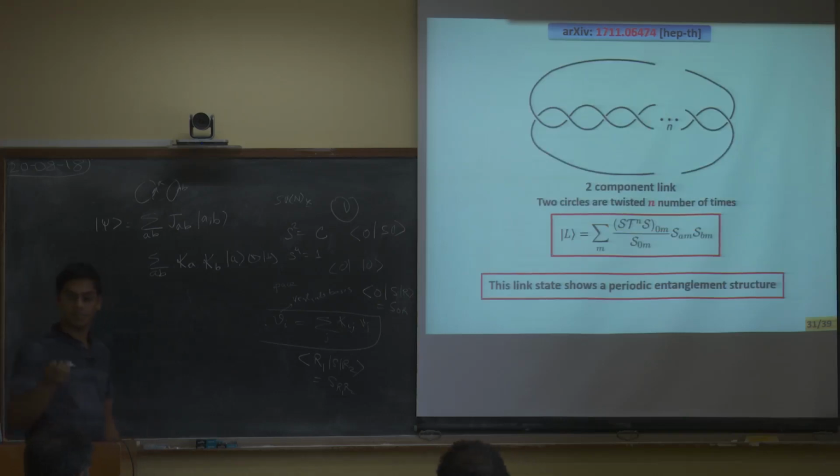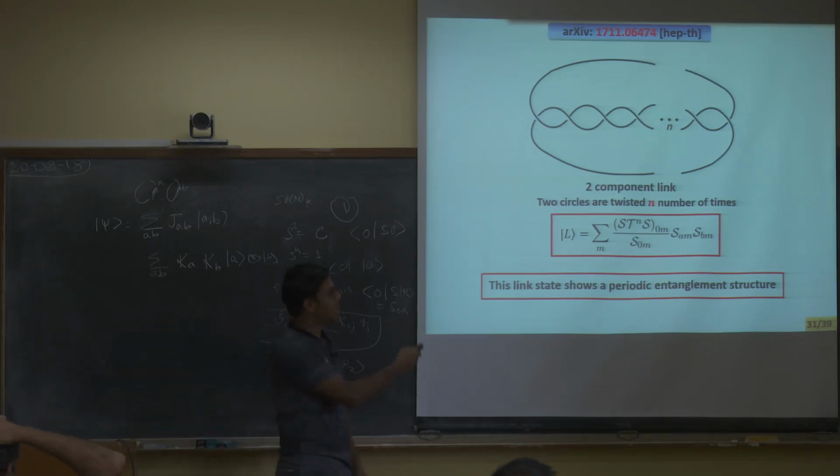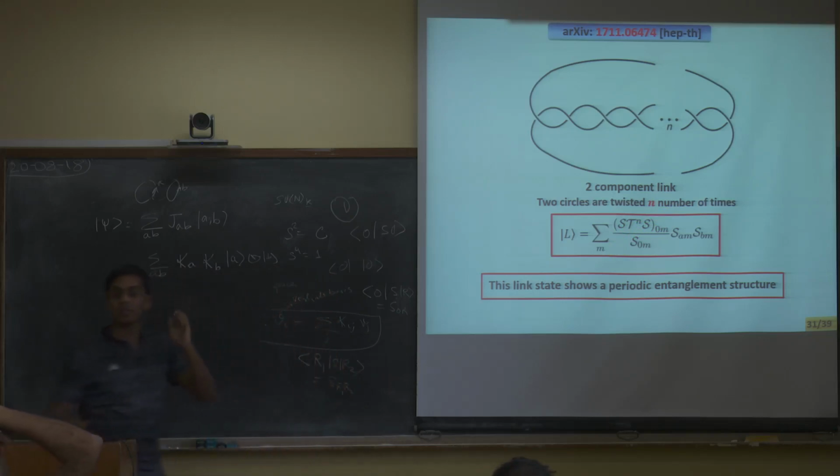Okay, so this is the question which you asked. This is the case when this is like a half link, with the two circuits linked n number of times, right? So the link state for this case is given like this, and this link state shows a periodic entanglement structure in n. Mathematically I can see that this comes from these matrices, because for a finite k these are periodic matrices, right? This is true for any group. And what is the periodicity then?